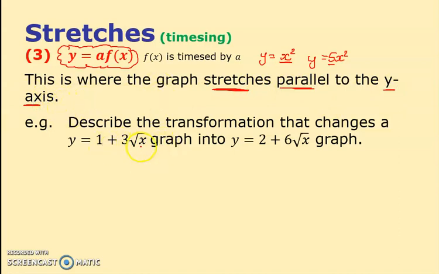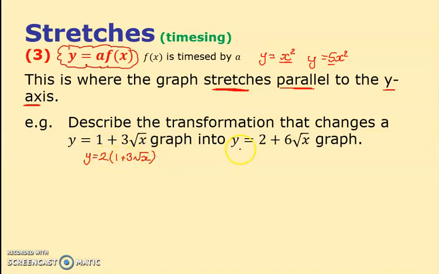So 1 plus 3 root x, that's my graph initially. And it becomes 2 plus 6 root x. Now look, I think I've doubled both of it. I think I've done that to whatever my first graph was, 1 plus 3 root x.